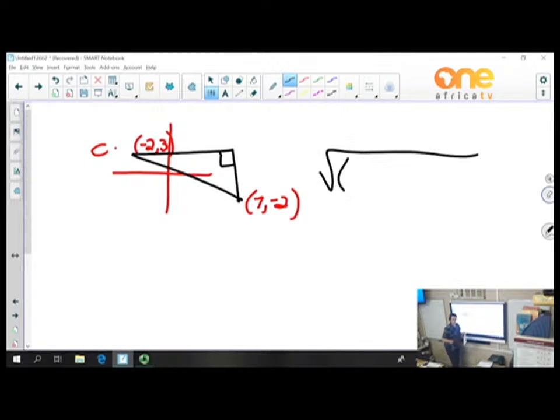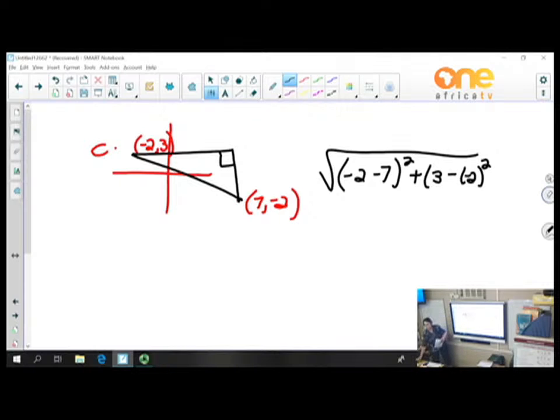So this one will be negative 2 minus 7 squared plus 3 minus negative 2 squared. Look at those signs there. That's very important. And let's quickly get that one. Press your calculator. So it doesn't matter which is which, that one is x1, y1, and this is x2 and y2. You can start here, you'll get exactly the same answer. You must just not swap the two. Do you have a problem?